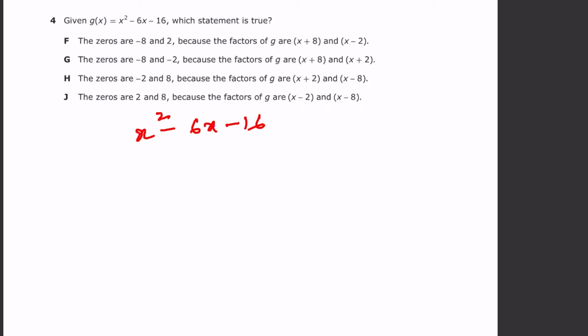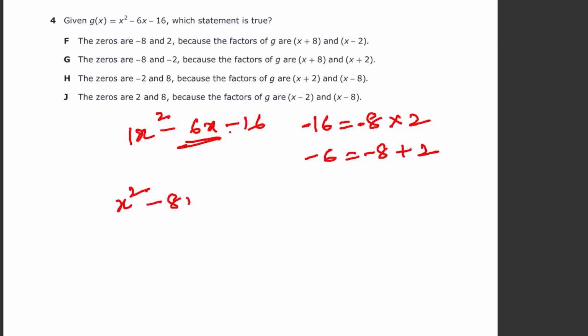In order to find the factors, you know the factors of 16: 8 2s are 16, and here you have to get minus 16 because the coefficient of x squared is 1, so 1 into minus 16 is minus 16. In order to get minus 16, you can write it as minus 8 into 2 or 8 into minus 2. Here you are writing it as minus 8 into 2, and now you have to get minus 6x. So minus 6 is equal to minus 8 plus 2. Therefore you can write this as x squared minus 8x plus 2x minus 16.